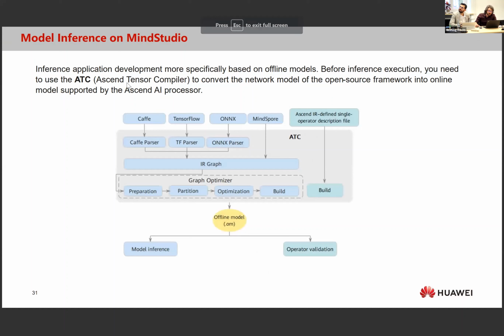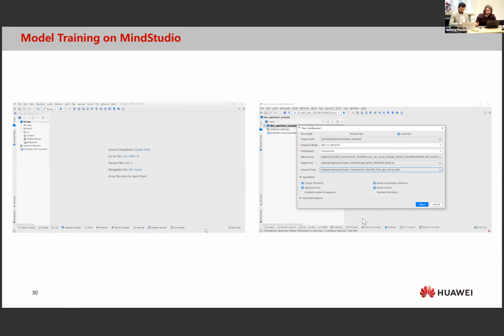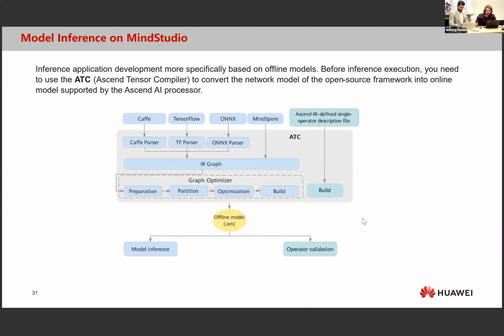Okay. We talked about ATC before. ATC provides you a way to convert third-party framework models to the offline model format for Ascend device inference applications. MindStudio provides an ATC conversion graphical user interface for a better experience. Let's take a look.